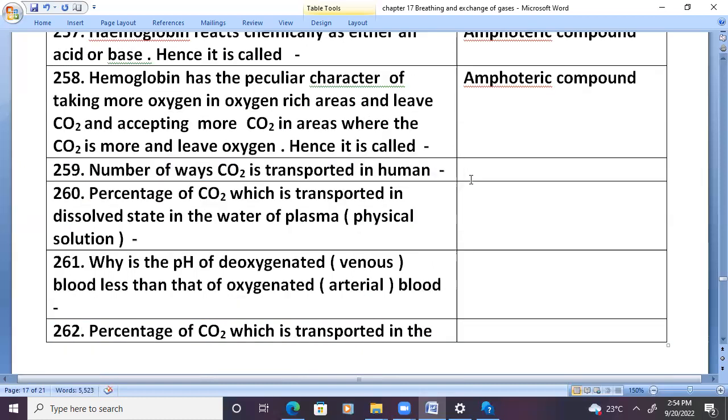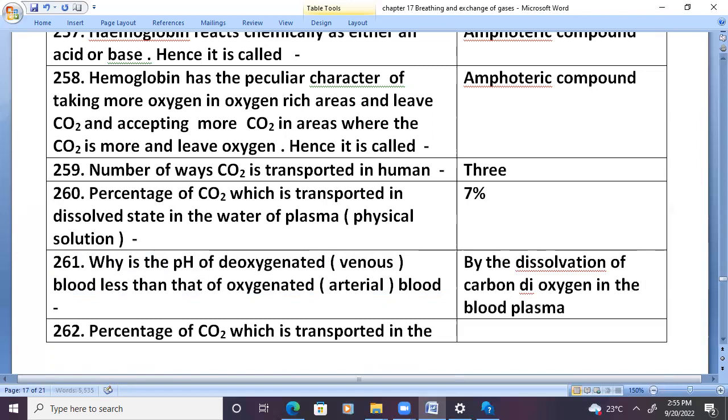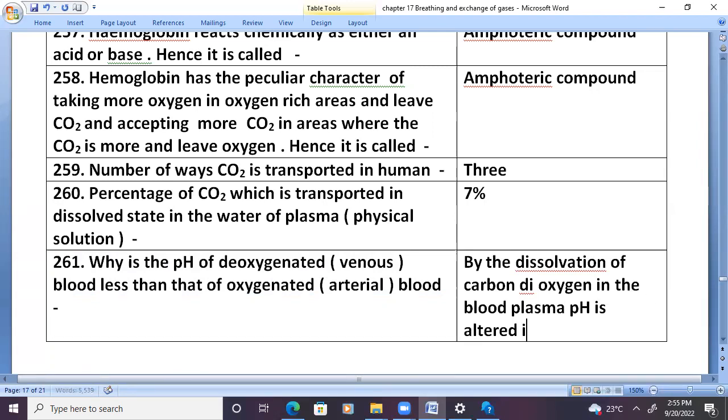Number of ways carbon dioxide is transported in humans: in general, three ways. Percentage of carbon dioxide transported in dissolved state in the water of plasma, physical solution, is very less, nearly 7% only. Why is the pH of deoxygenated venous blood less than that of oxygenated blood? By the dissolution of carbon dioxide in the blood plasma. Nearly 7% is dissolved in plasma, so pH is altered in venous blood.